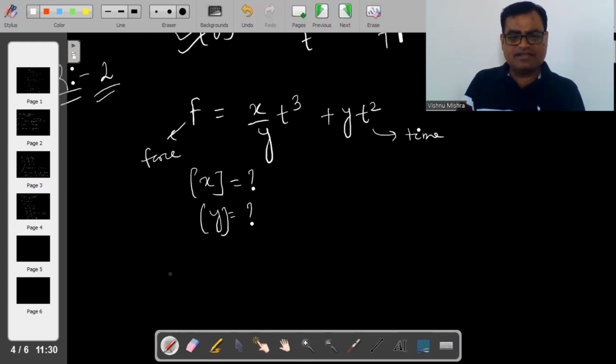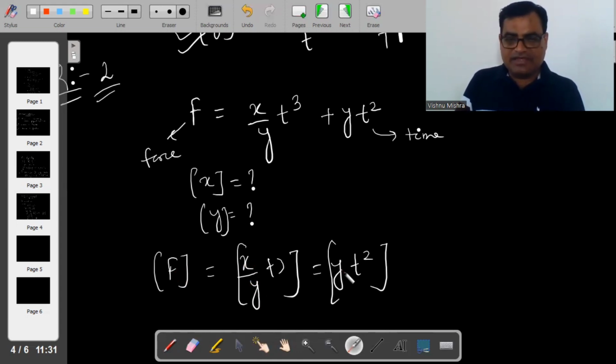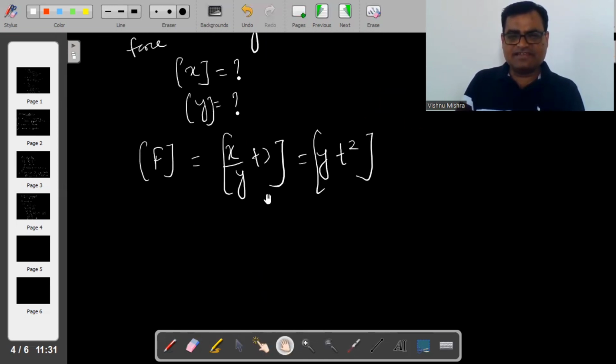Write down this first: f dimension is same as x by y t cube, dimension same as y t square. Clear? Now first what you have to find out? If you equalize this one, x and y both are unknown, difficult to find out. So if you equalize these two, yt square is equal to f, then easily you can calculate y. Now substitute that y here, and easily you can calculate x. So first I have to write yt square. Not this one. Why not this one? Because x and y both are unknown. But in this equation only y is unknown to you. So easily you can calculate.